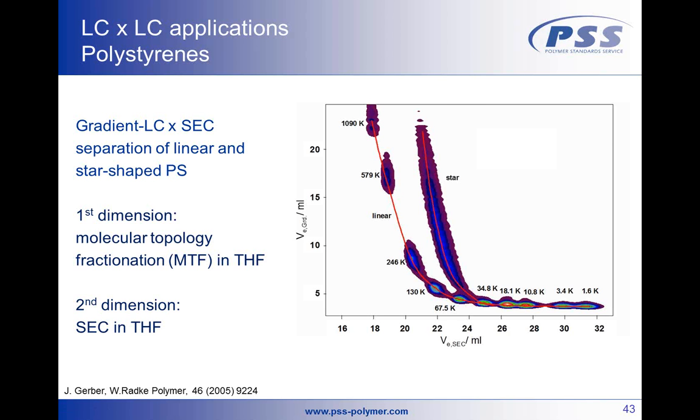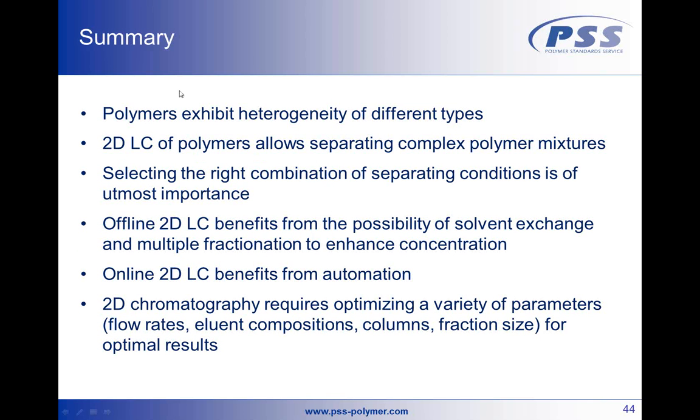And with this, I would like to come to an end. I hope I could convince you that polymers exhibit different types of heterogeneity, and that two-dimensional liquid chromatography allows separating very complex mixtures. You have to have the right combination of separation conditions, and you can use online and offline. Both have their benefits. And you have to make sure that you optimize your parameters, but there is certainly help available. At PSS we have some experience with these questions, and if you have questions you can ask us.